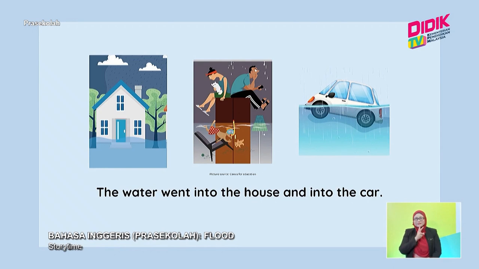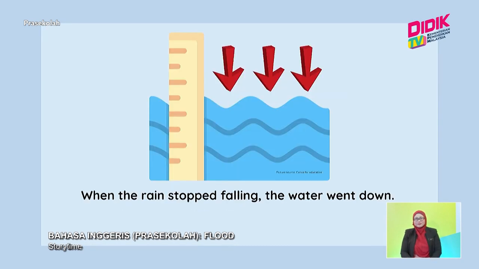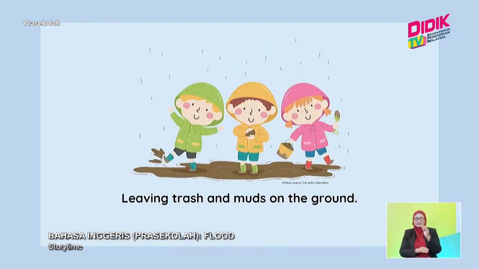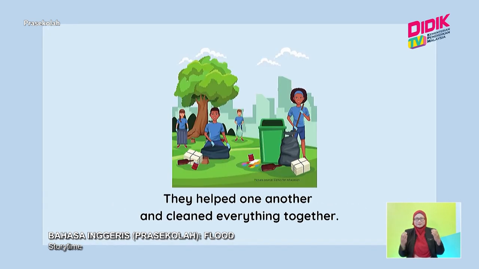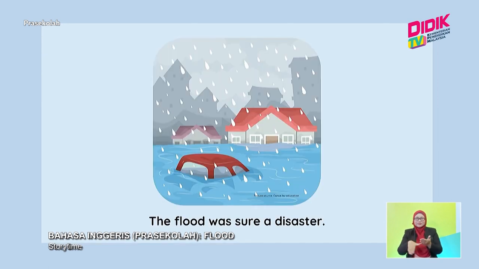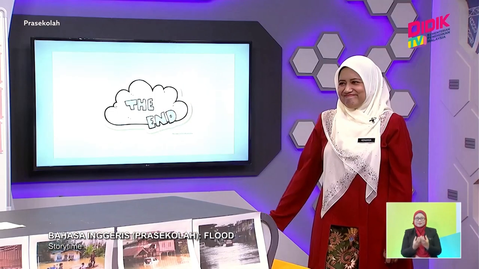The water went into the house and into the car. There was water everywhere, near and far. When the rain stopped falling, the water went down, leaving trash and mud on the ground. Old and young, everyone gathered around. They helped one another and cleaned everything together. The flood was sure a disaster, but it brought everyone closer to each other. The end.